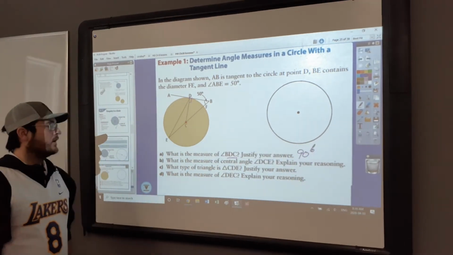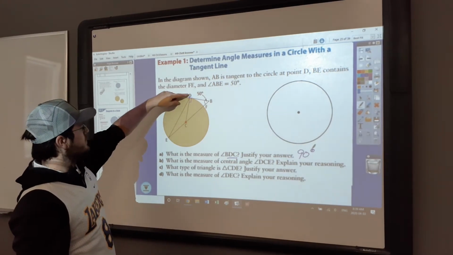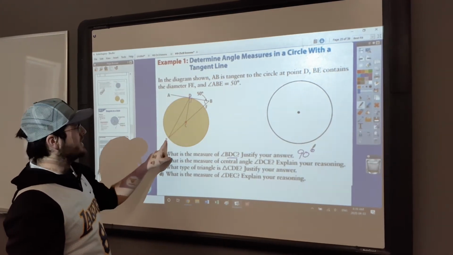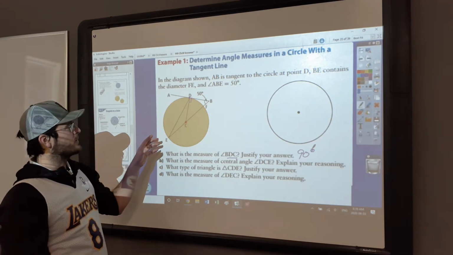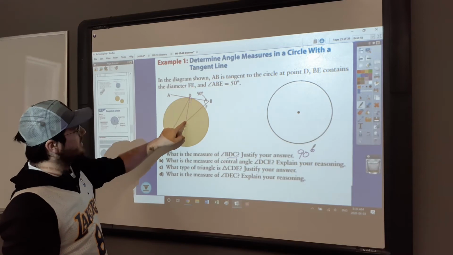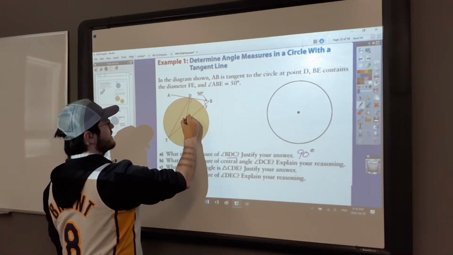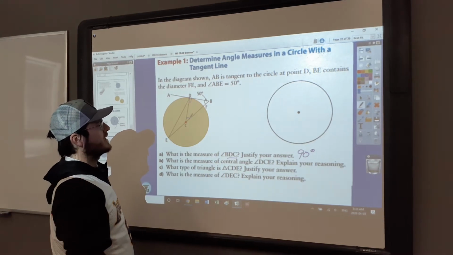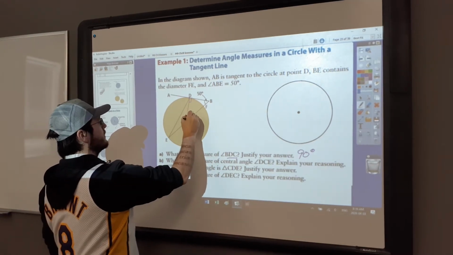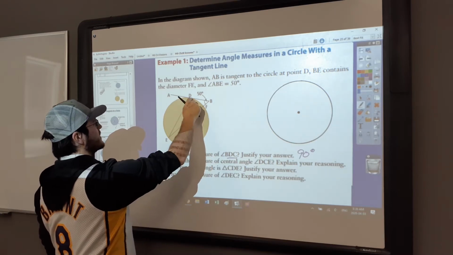What is the measure of the central angle DCE? So D to C to E. We've got to do a little bit more work for this one. We're going to start with this right angle triangle. If I look at this right angle triangle here, this is 90, this is 50, which means I can figure out what that angle is. That's a 40-degree angle. 50 plus 40 is 90, 90 plus 90 is 180.